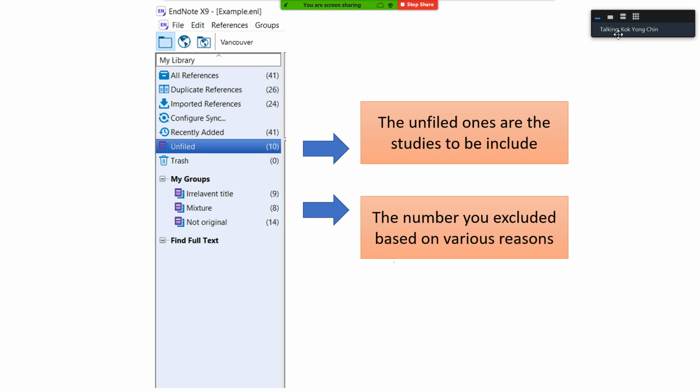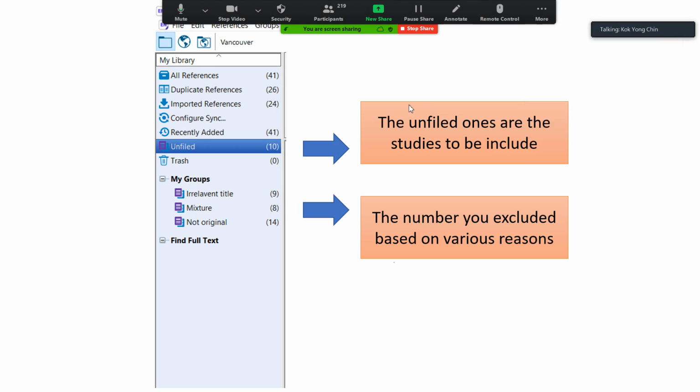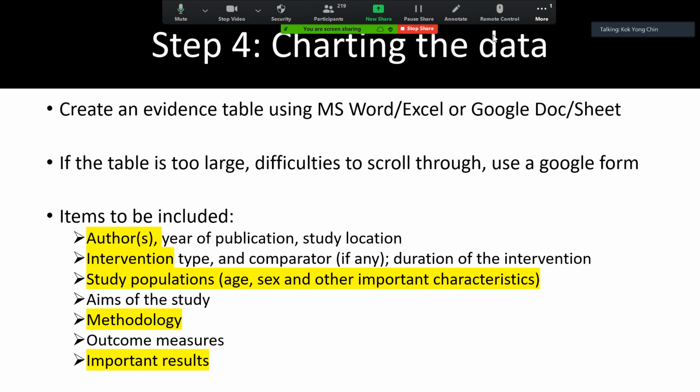If you cannot raise hand, maybe just unmute yourself and ask questions, or put it in the chat. Okay, so you move on to the 4th step. Are we still on time? Okay, charting the data.